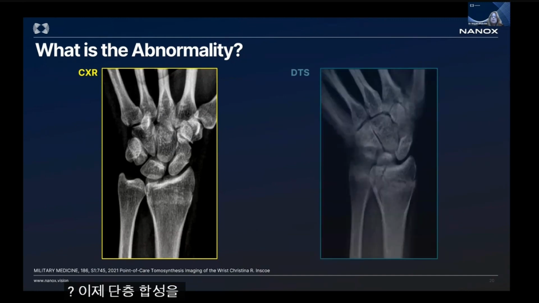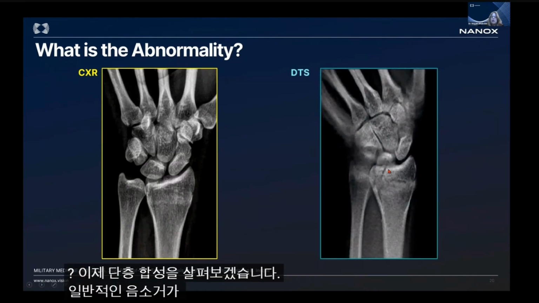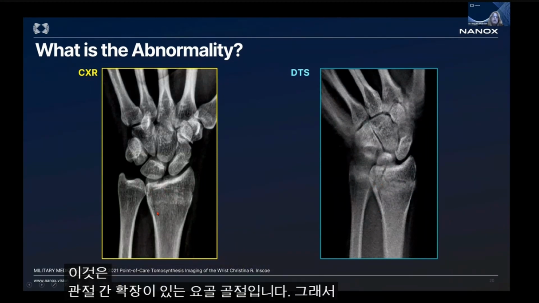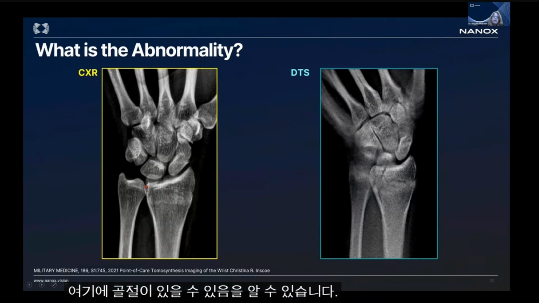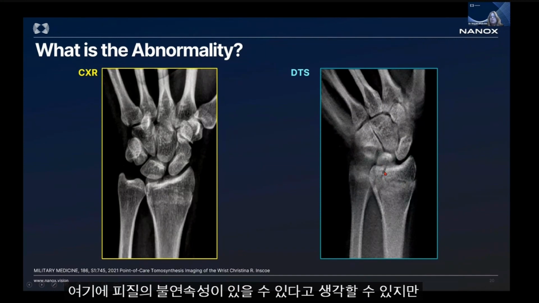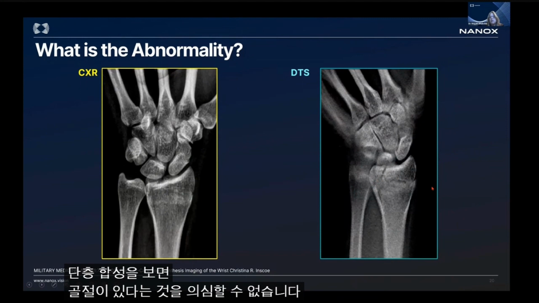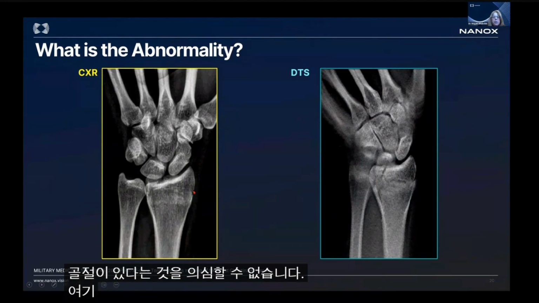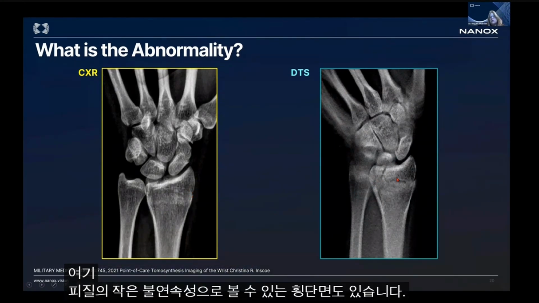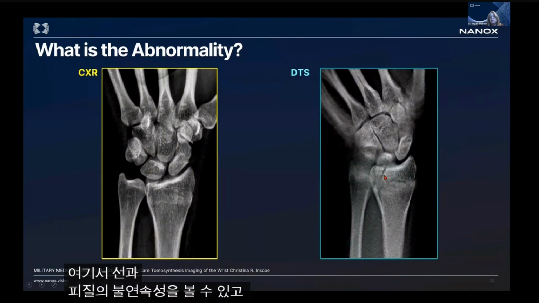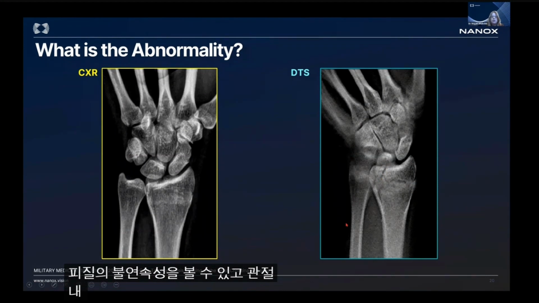And now let's look at the tomosynthesis. There is a comminuted distal radius fracture with an intra-articular extension. So yes, you can see that maybe there is a fracture here. You can think that maybe there is a discontinuity of the cortex here, but you don't have any doubts when you look at the tomosynthesis that there is a fracture. There is also a transverse plane that maybe you could see here with this tiny discontinuity of the cortex. Here you can see the line very clearly and the discontinuity of the cortex, and you can see the intra-articular extension.